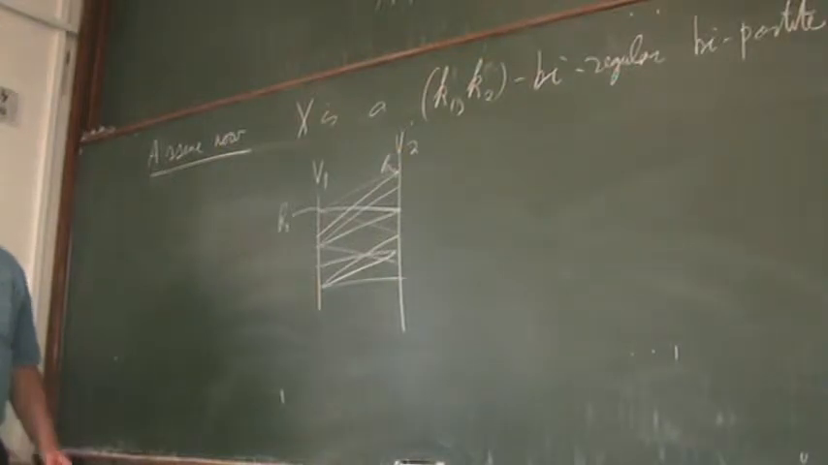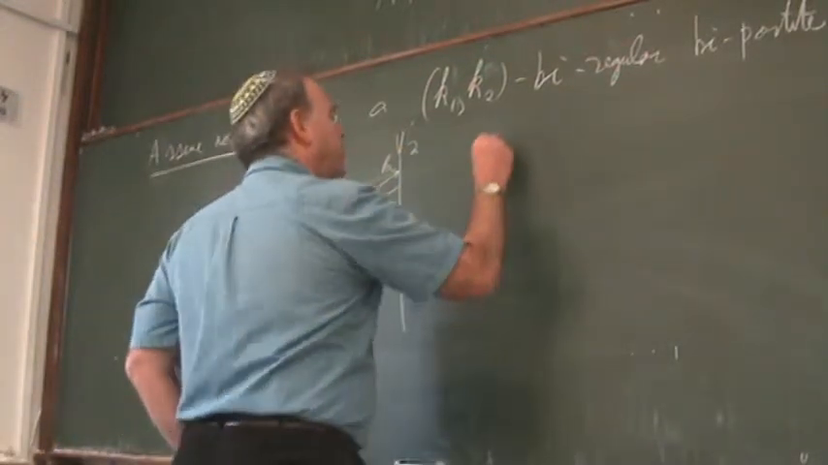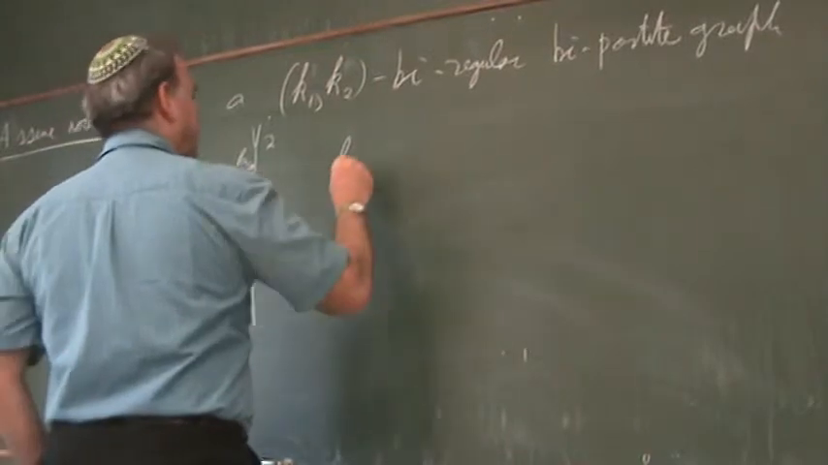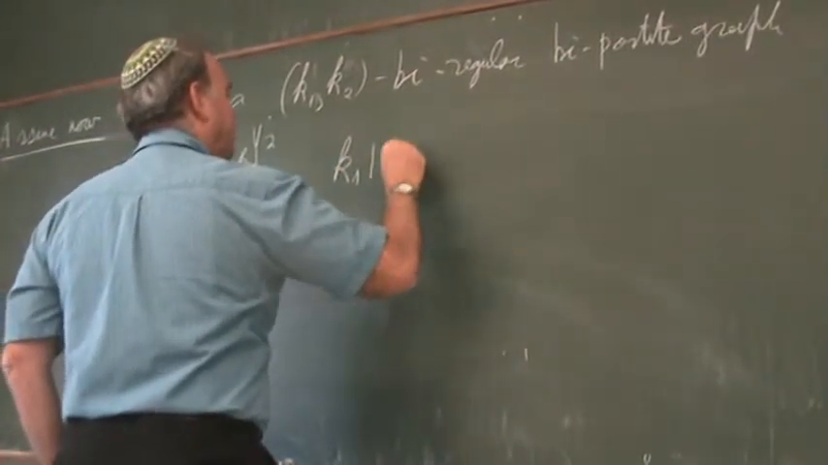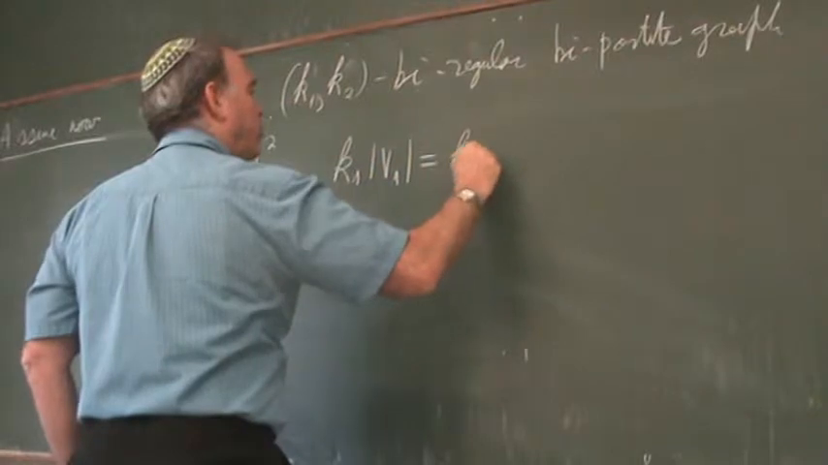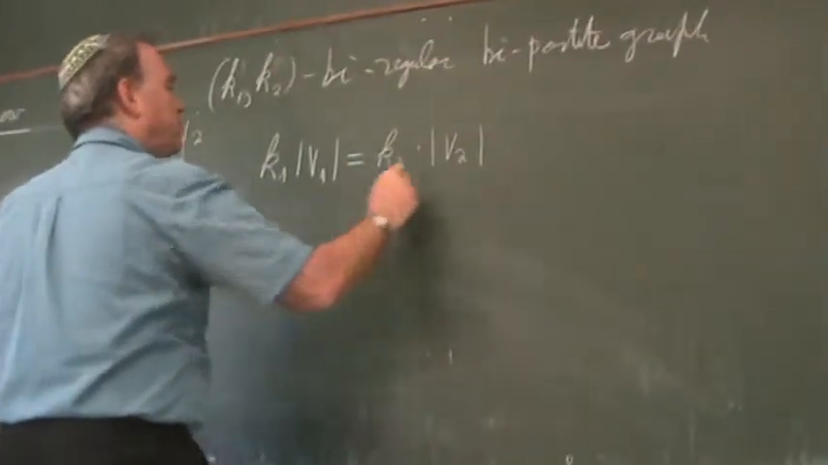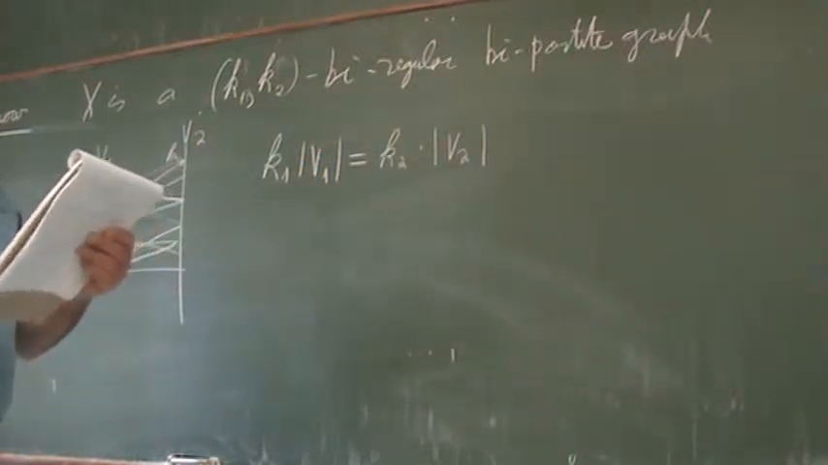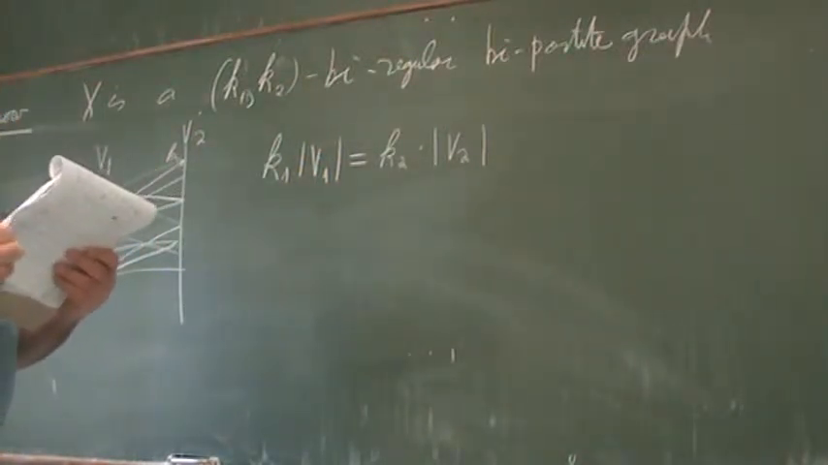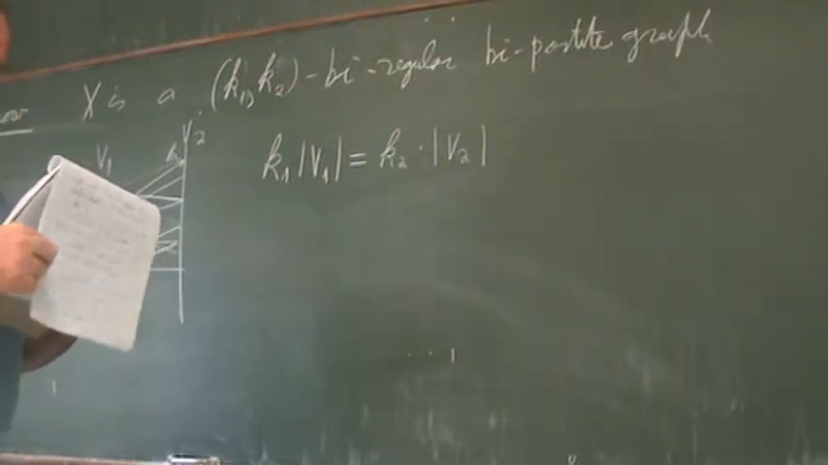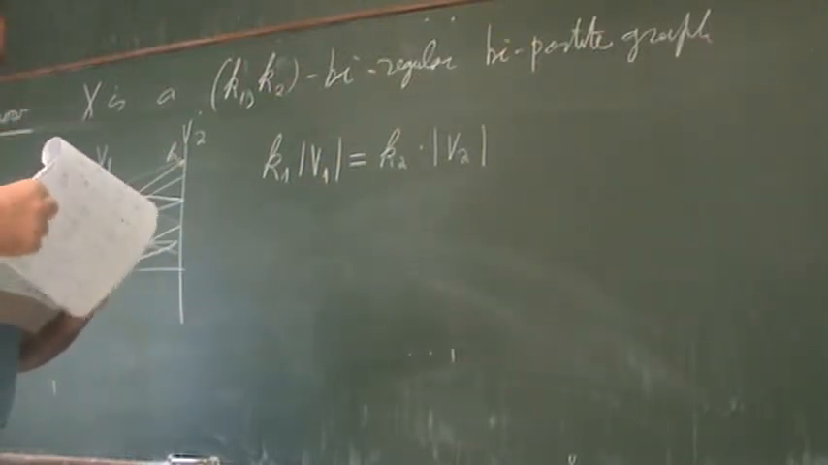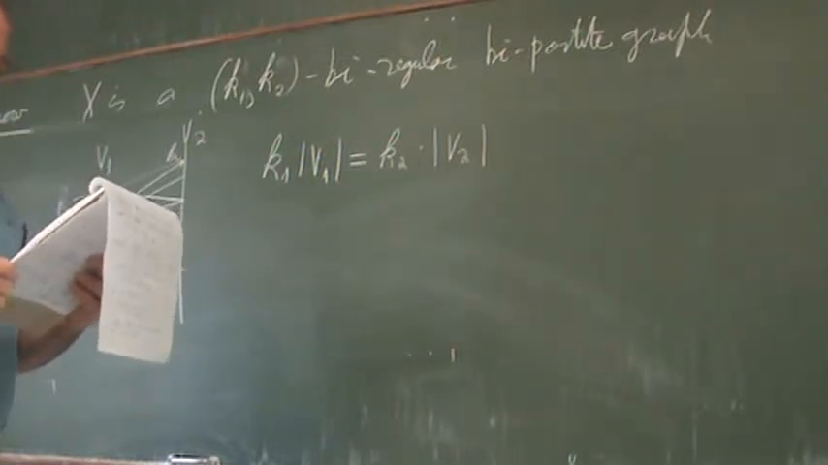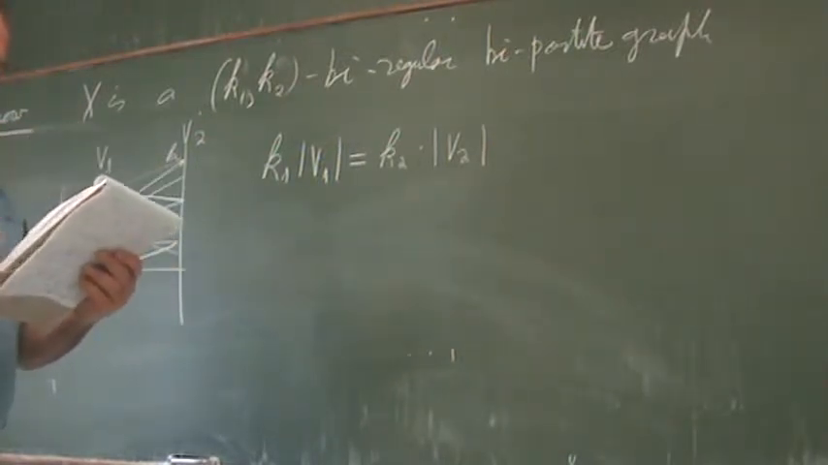Okay? So the sizes are not the same this time. What we get, if we count the edges, is that K1 times V1 is equal to K2 times V2. This is the connection between the sizes. And what we would like to do is to evaluate the number. Okay, maybe let's say a few things even before that about this graph, about the eigenvalues.